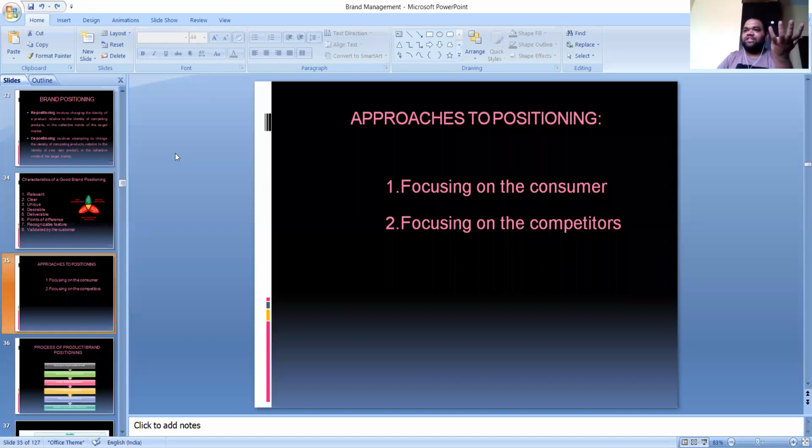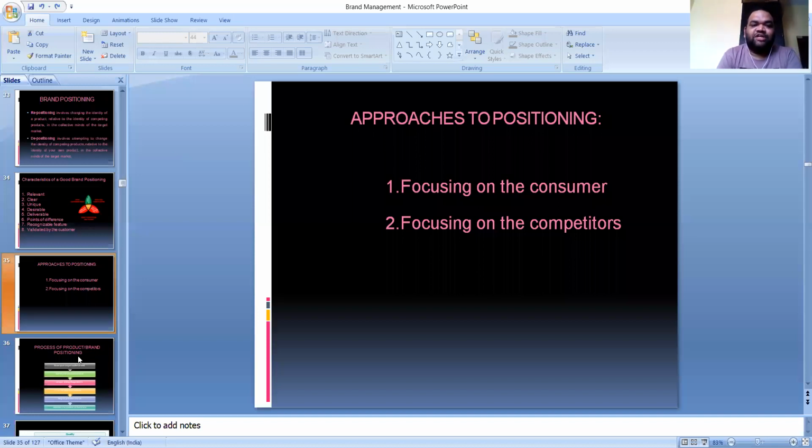How do you focus on them? What the other competitors are not giving through their products, you give. You should stand alone, stand different or unique among these mob of competitors. So that's what we call focusing on the competitors.